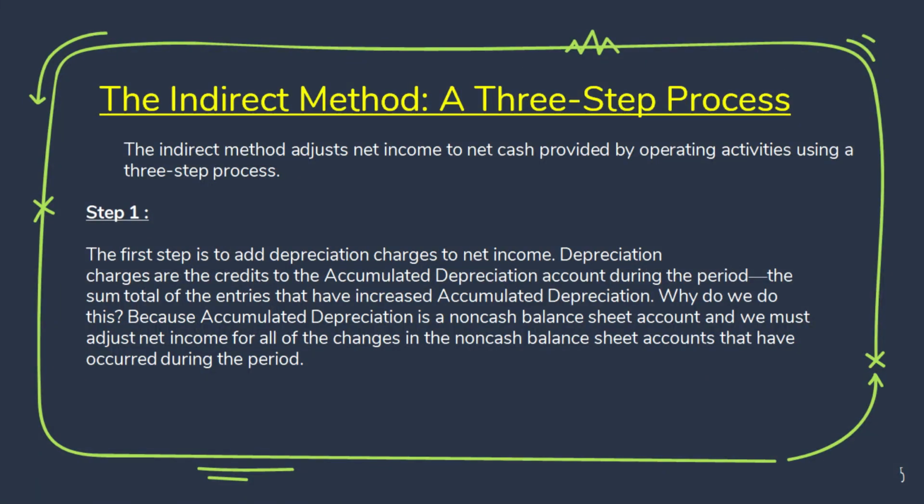The second topic that I'm going to discuss is about the indirect method, which has three steps. The indirect method adjusts net income to net cash provided by operating activities using a three-step process. So step 1 is to add depreciation charges to net income.